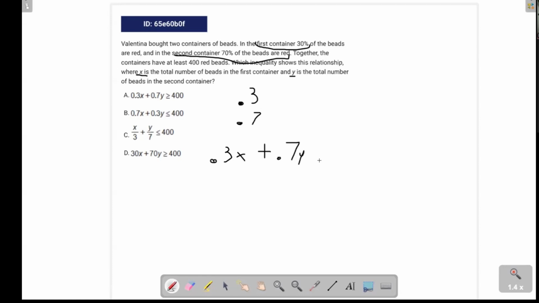And just from getting this relationship, you can already figure out that your answer is going to be A. It can't be C because that's just written incorrectly, neither D. And the reason B is going to be wrong is you're relating the percentages wrong. The 70% is not going to correspond to X, it's going to correspond to Y. But our answer is going to be A here. And then you're going to have this inequality sign saying that it's greater than or equal to 400.